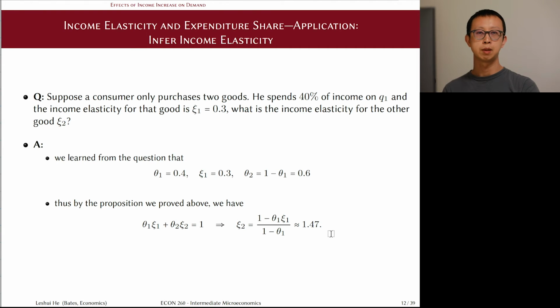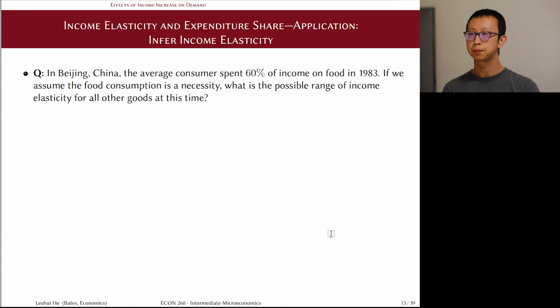To show how this formula can be useful with even less data, let's look at a different example in the textbook. In this question, it says, in Beijing, China, the average consumer spent 60% of income on food in 1983. That was a time when China was still very poor, and residents in Beijing still had a very low income level. If we assume that food consumption is a necessity, then what is the possible range of income elasticity for all other goods at this time?